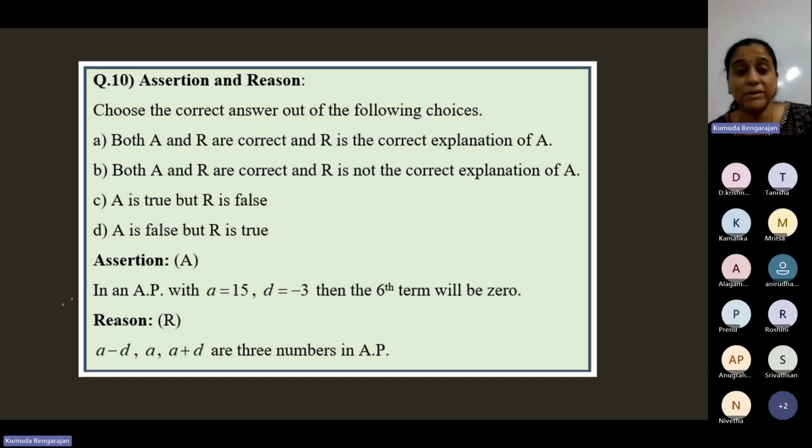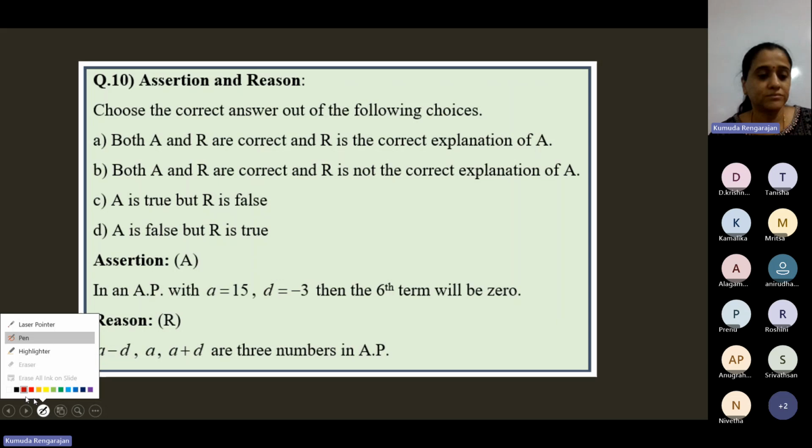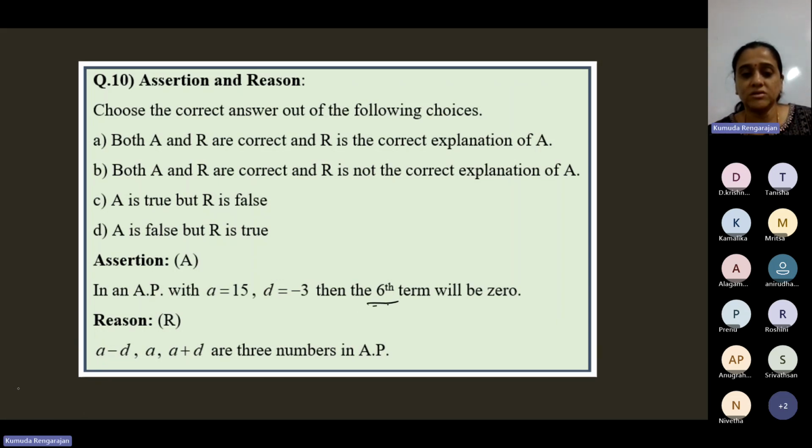Option B, yeah. Okay, both are correct, but R is not the correct explanation of A. So what's the sixth term? Sixth term is A plus 5D. A6 is equal to A plus 5D. So 15 plus 5 into minus 3. Yeah, so it is 15 minus 15, 0.